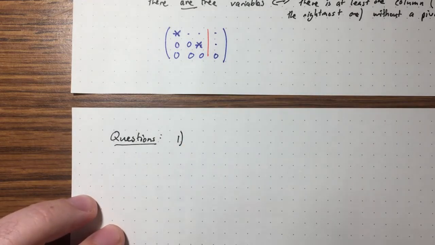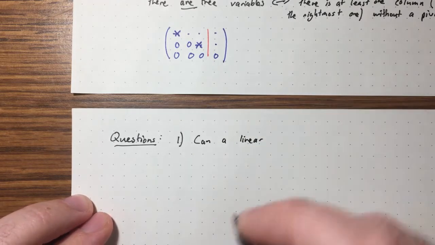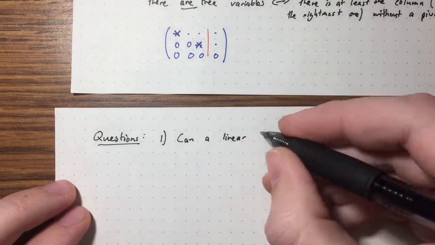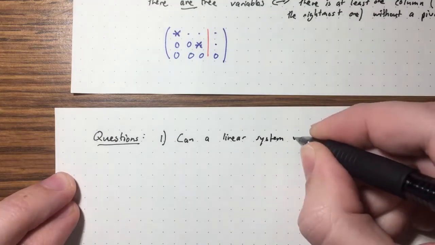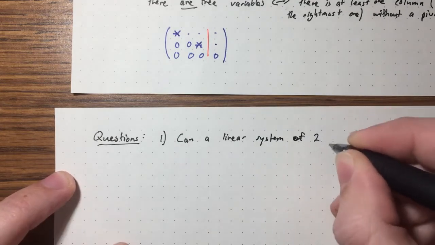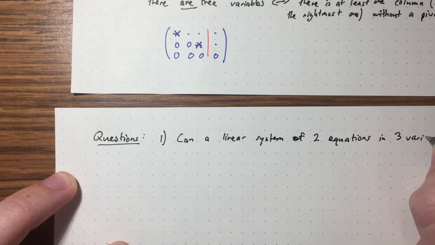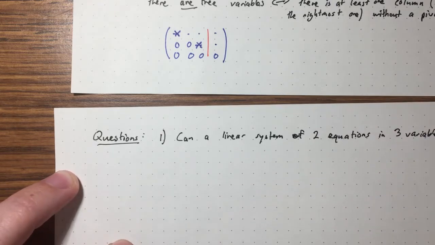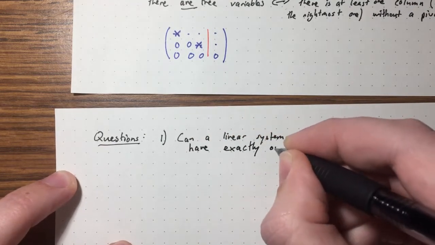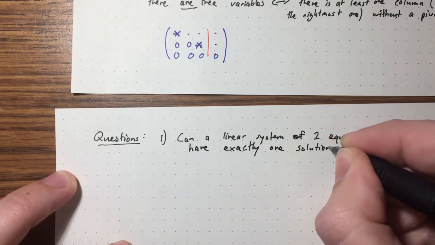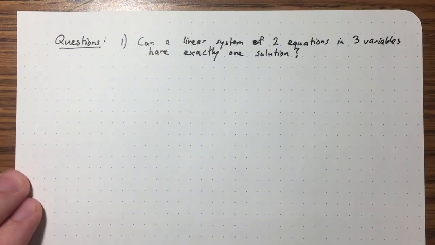Let's do the following question. So, can a linear system? I'm trying to recall the question I asked in lecture 1. That might have seemed a bit difficult at the time, but now it's actually going to be not so difficult. So, can a linear system of 2 equations in 3 variables? So we have 3 unknowns, but only 2 equations. Can such a linear system have exactly one solution? Okay. So try to think about this yourself and then come back and see what I say about it.